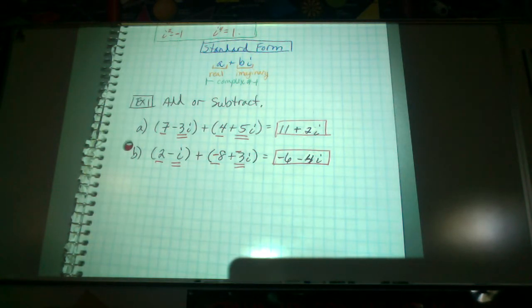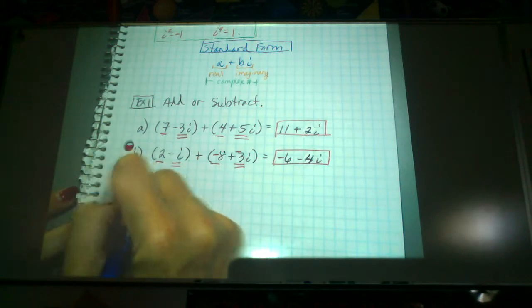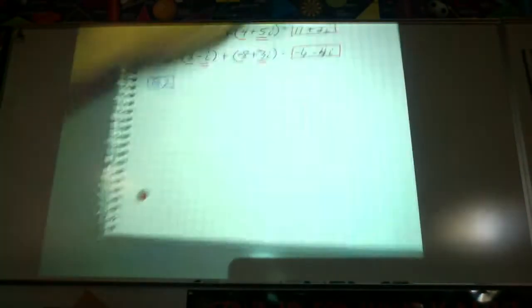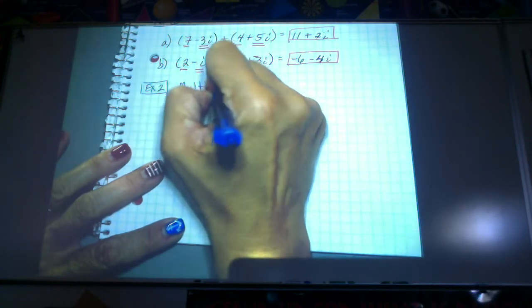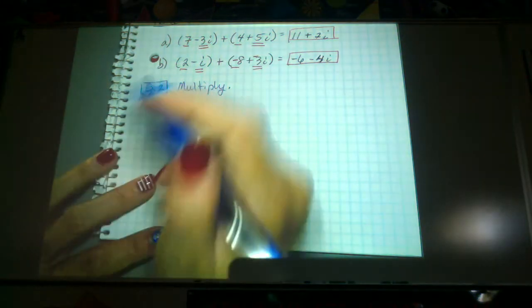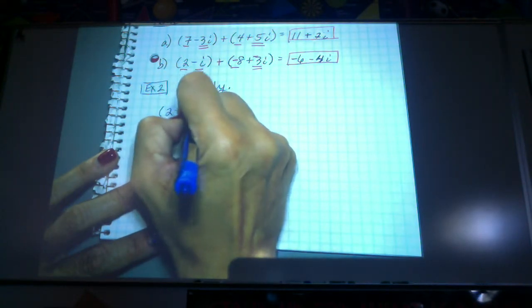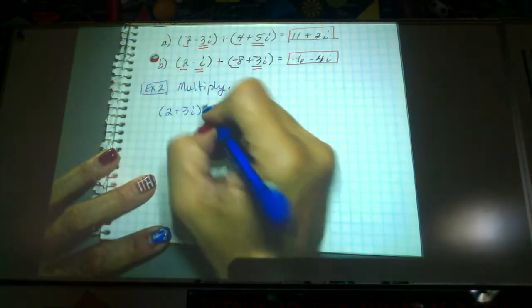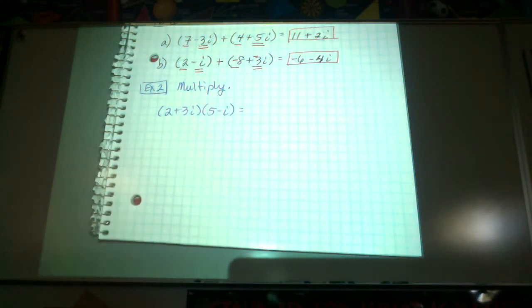No big deal. But example 2, we start getting to multiplication, which is where some of your errors will start to occur. Here we're going to multiply. So we have 2 plus 3i times 5 minus i. So we're going to FOIL.